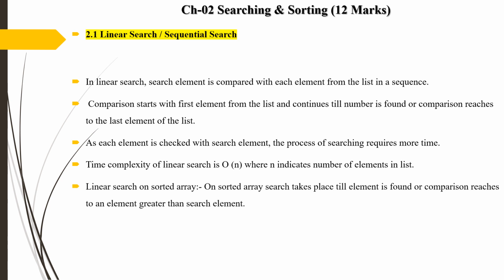Linear search on a sorted array. On a sorted array, the search takes place till the element is found or the comparison reaches an element greater than the search element. So in a sorted array, linear search is quite easy or takes less time as compared to an unsorted array.